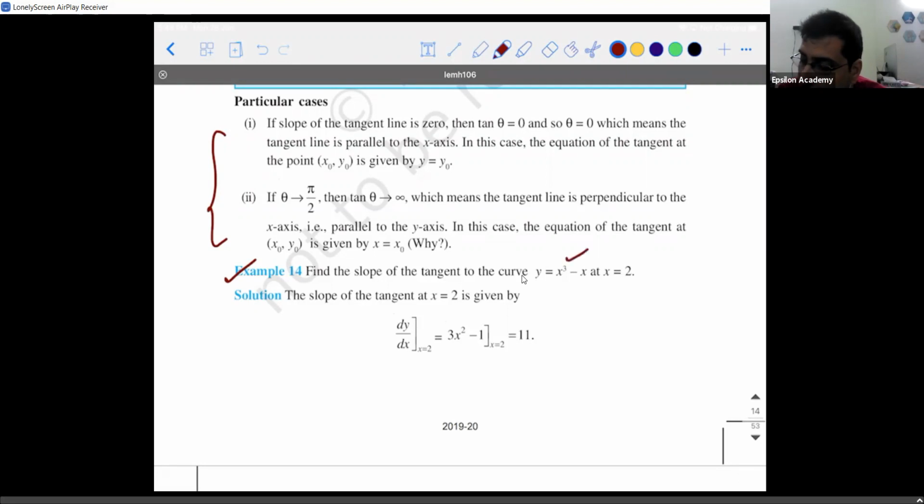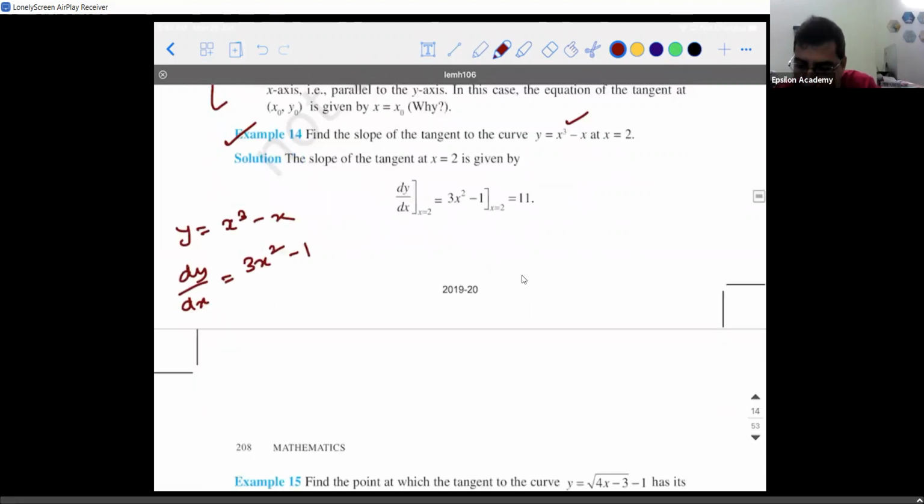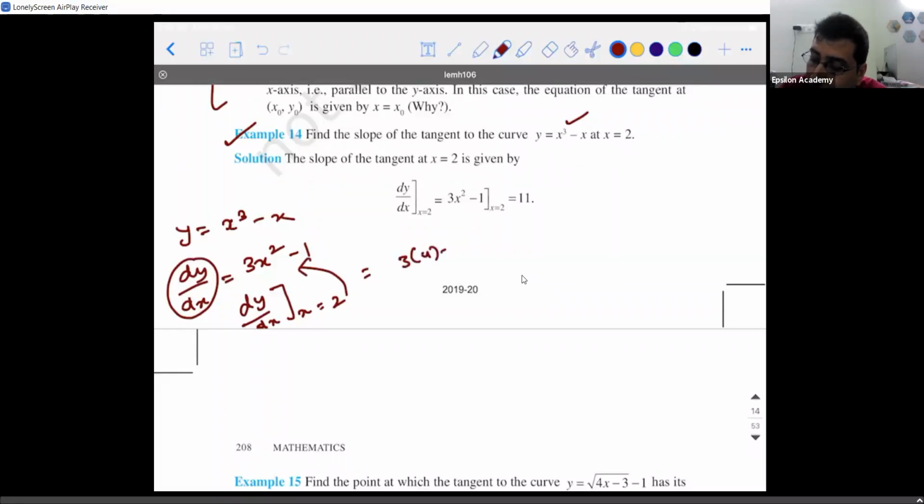Find the slope of a tangent to the curve y is equal to x cube minus x at x is equal to 2. Simple. So the given curve is y is equal to x cube minus x. So what is dy by dx? 3x square minus 1. But according to mathematics, the definition of dy by dx is nothing but the slope of the tangent. So what did they ask? dy by dx at x is equal to 2. So substitute it here. What are you going to get? 3 into 4 minus 1. Answer is 11. Clear, guys? Yes, sir.